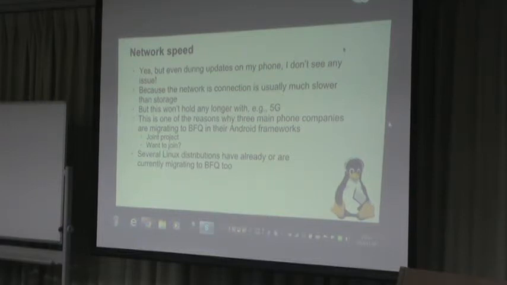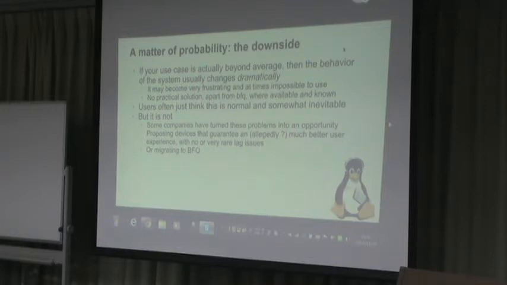In addition, several Linux distributions in these years have already migrated to BFQ, and new relevant, important distributions are going to do that. So what happens in case you are not in the average lucky case and you are in one of those cases in which there is some additional I/O going on? Well, things change dramatically. As I showed you, there are serious responsiveness problems. The practical result is that your system becomes very, very slow and almost impossible to use. There is no practical solution apart from using BFQ, and you can find online several testimonials of these problems and of this solution.